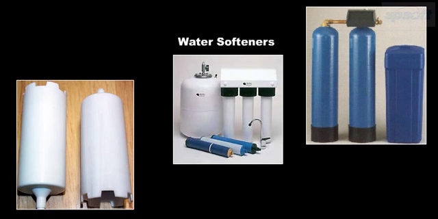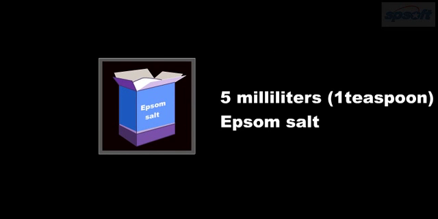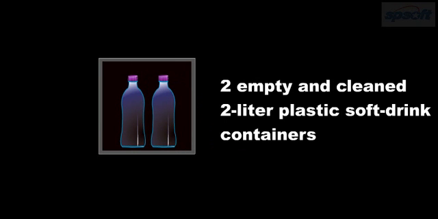We can then compare the foaming ability of a detergent in soft and hard water. Materials required are 500 milliliters, that is 2 cups of distilled water, 5 milliliters, that is 1 teaspoon of Epsom salt, 2 empty and clean 2-liter plastic soft drink containers with screw caps, several drops of liquid dishwashing detergent, that is, not the kind for automatic dishwashers.